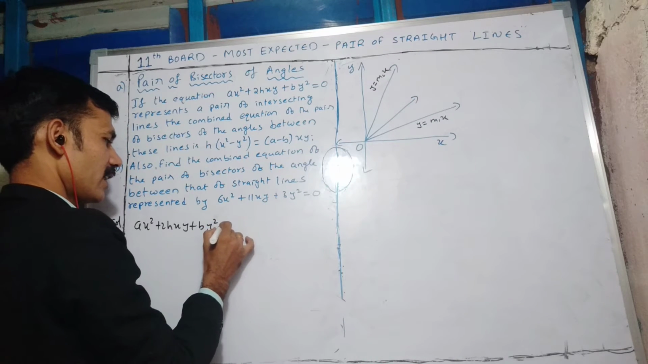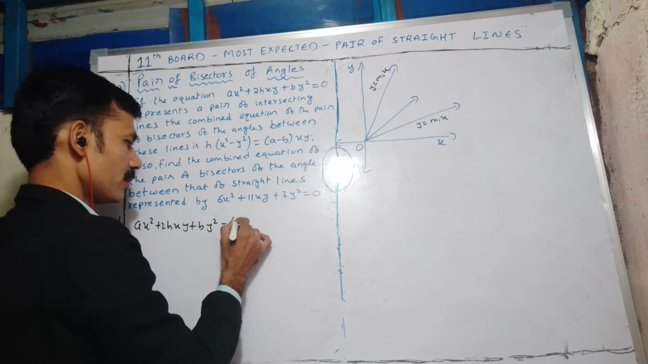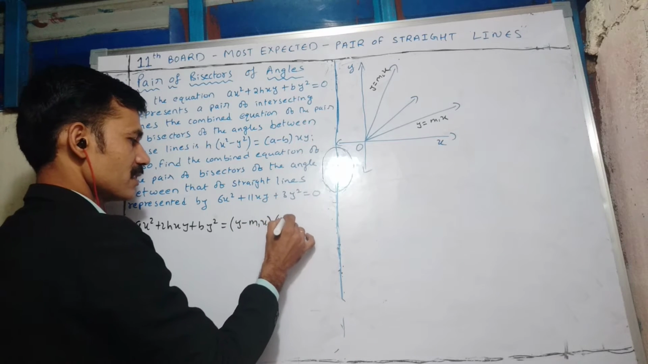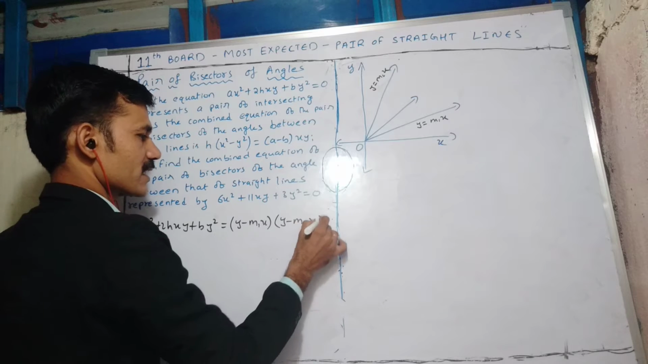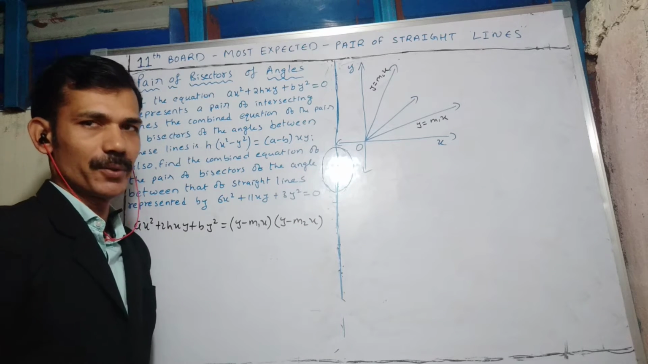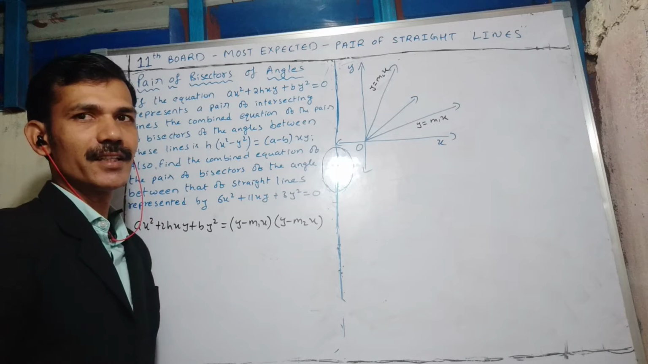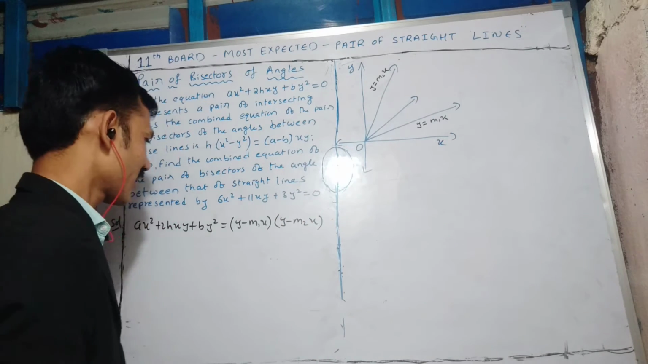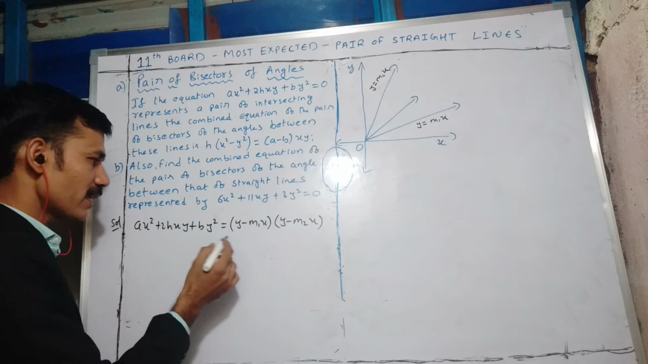Then how we can write this? This will also be equal to y minus m1x times y minus m2x. Okay, I wrote the gradient form, and I did not write the y-intercept. Why? Because it passes through the origin. Now we will compare the coefficients.